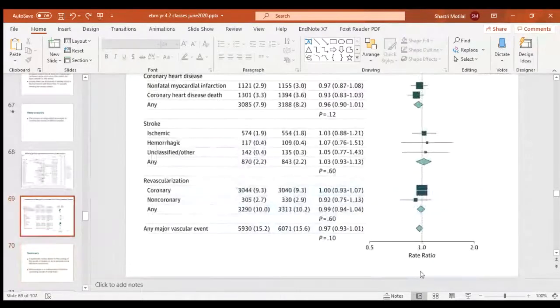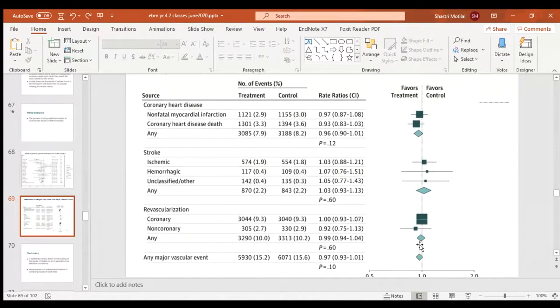So what we see in here, this line of 1 is a rate ratio. This is the relative risk. A relative risk of 1 means there is no difference between the groups. And if the confidence interval includes a value of 1, we could say there is no difference between the groups. So if we look at coronary heart disease, the diamond shows the overall effect. The diamond includes the value 1, 0.9 to 1.01. So it means omega-3, 6, and 9 doesn't help people with coronary heart disease.